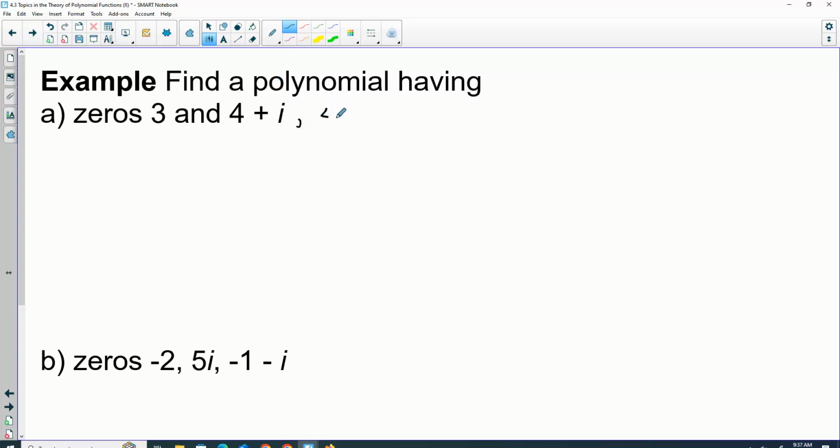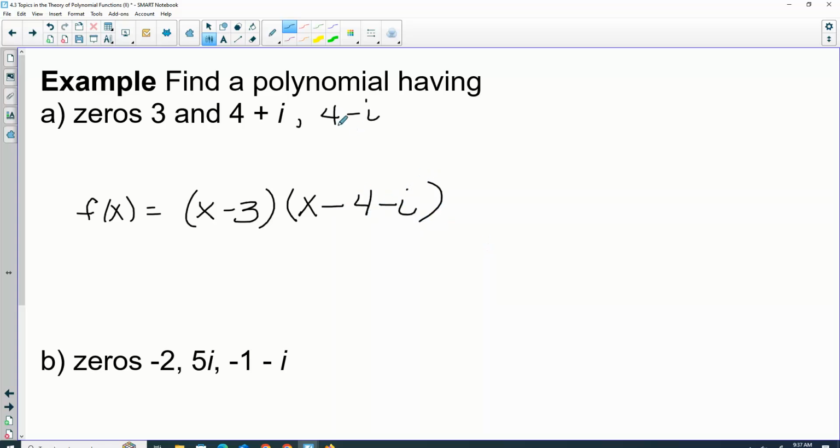So even though I didn't tell you, we know imaginary zeros come in pairs. So if one is a 0, its conjugate also has to be, even if I don't state that. So if I'm finding the polynomial, if 3 is a 0, what would be my factor? Okay, if 4 plus i is a 0, we have to do x minus the whole thing. So minus 4 minus i. If 4 minus i is a 0, we subtract off the whole thing. So it would be minus 4 plus i.